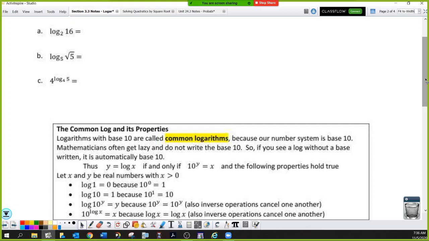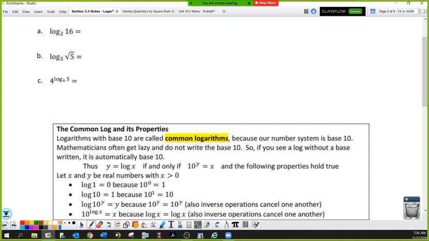So, part A. Log base 2 has a job. Log base 2's job is to cancel exponential base 2. It can only do its job if the argument 16 is a power of 2, and guess what? It is. 16 is 2 to the 4th.